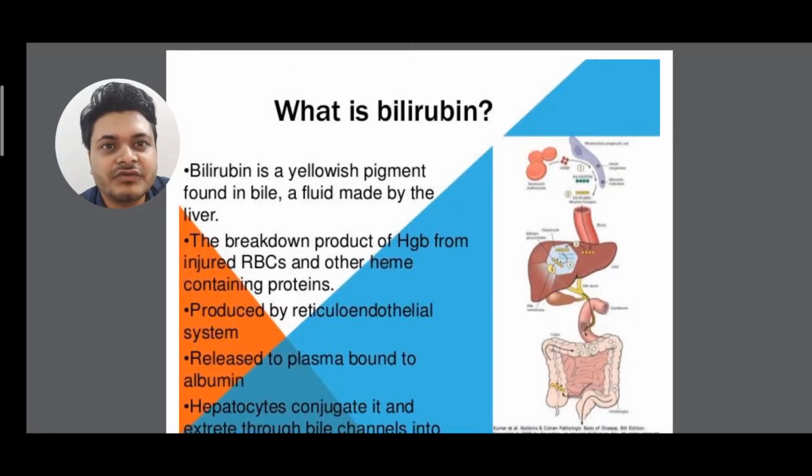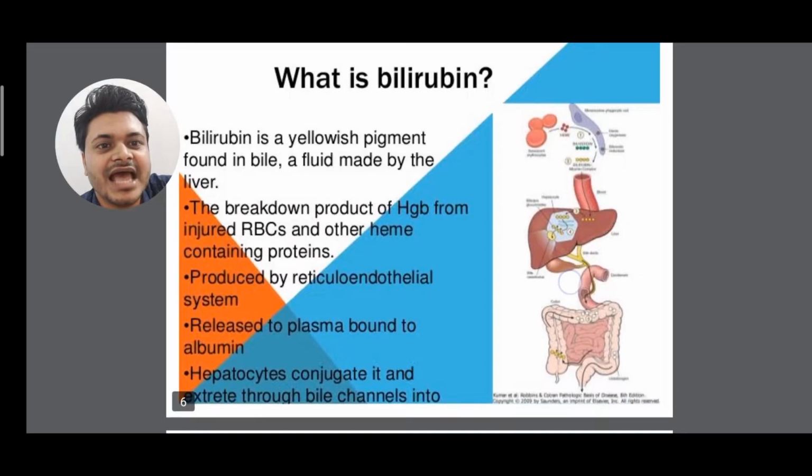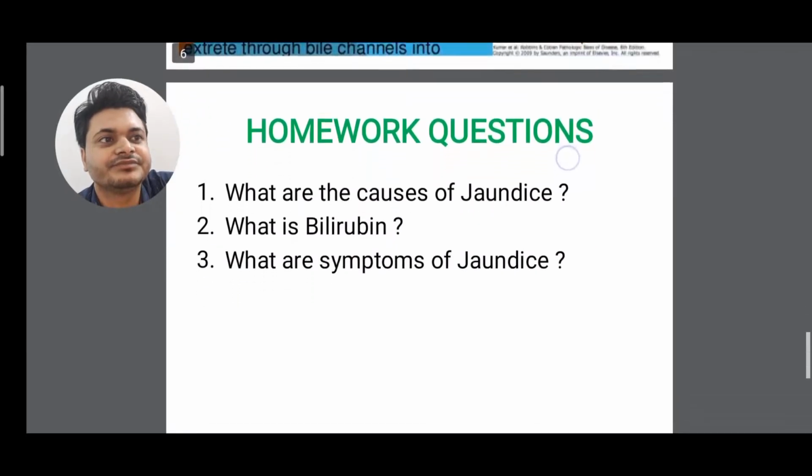Now what is bilirubin? Bilirubin is a yellowish pigment found in bile, a fluid made in the liver. It is the breakdown product of HGB, that means hemoglobin of blood, from the injured RBC and other heme containing protein. Hemoglobin: heme means iron and globin means protein. Clear? These are produced by the reticuloendothelial system, released to plasma bound to albumin, and hepatocytes conjugate it and excrete it through bile channels.